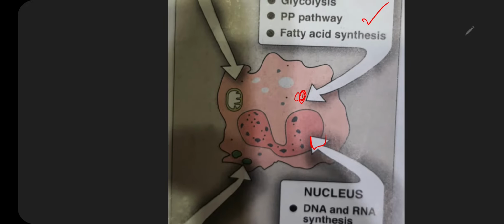So what I mean to say is, this is the intracellular location of important biochemical pathways. It is not that every type of reaction takes place at only one place; rather, at separate places, separate enzymes come into action.